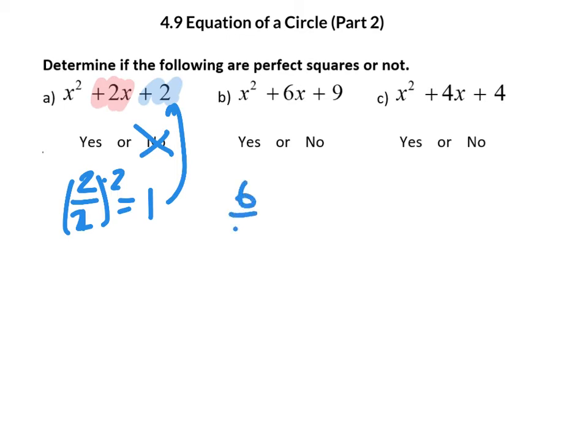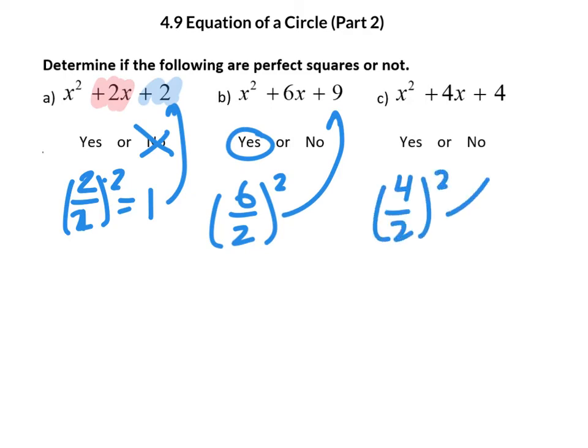Half of 6 is 3, and 3 squared is 9. This is a perfect square. Half of 4 is 2, and 2 squared is 4. This is a perfect square.